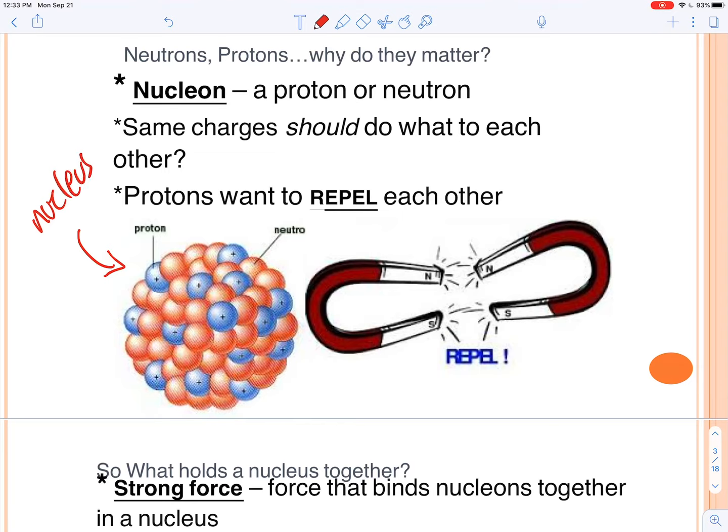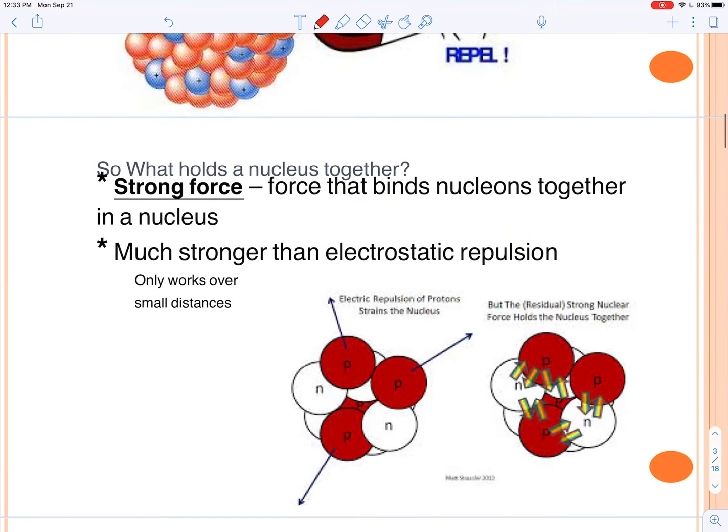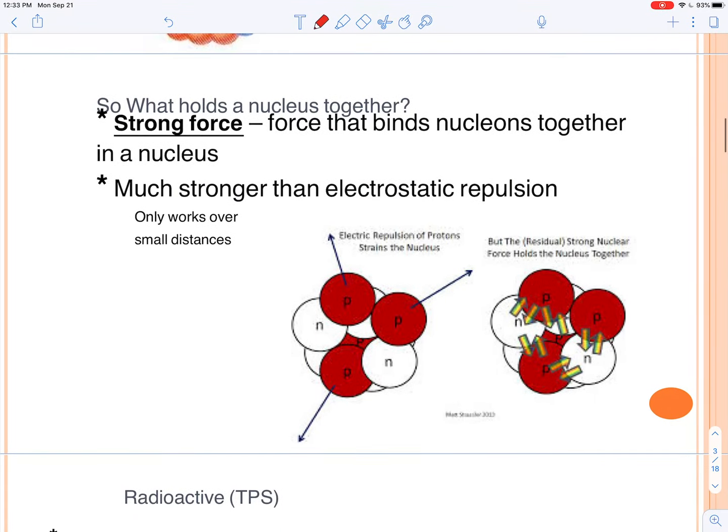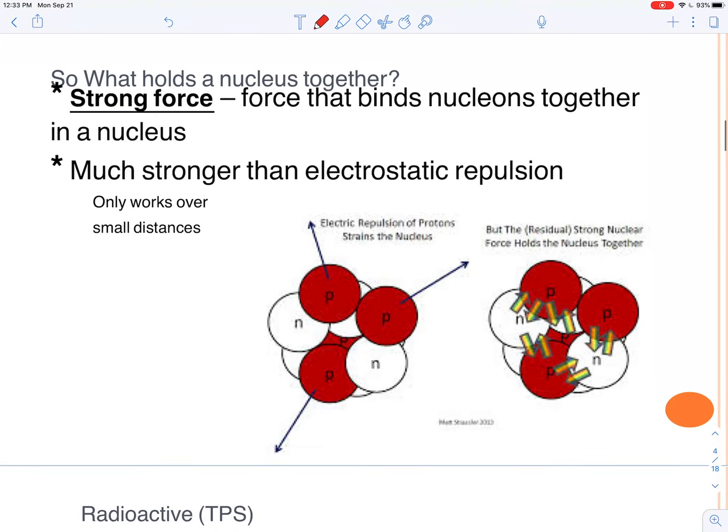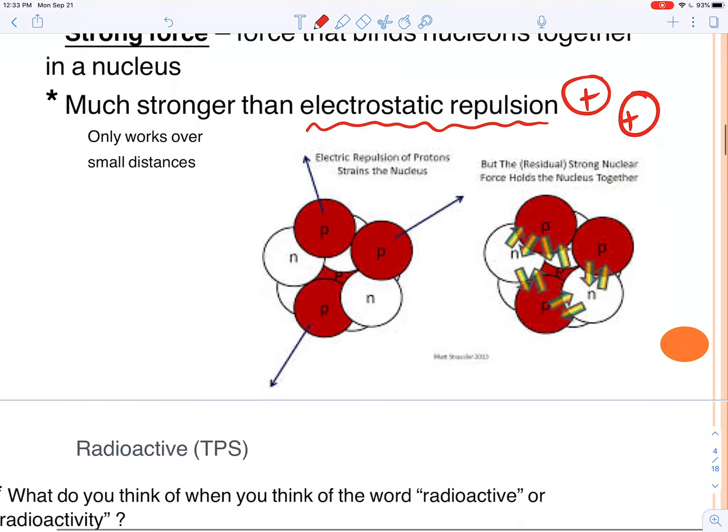So what keeps the nucleus from staying together instead of flying apart? It's what we call the strong force. So it's got to be really strong in order to overcome that electrostatic repulsion with your two positives. Okay, so strong force holds the nucleus together.